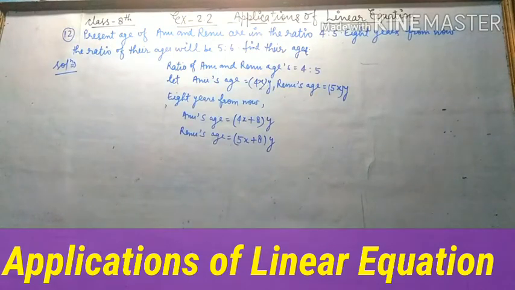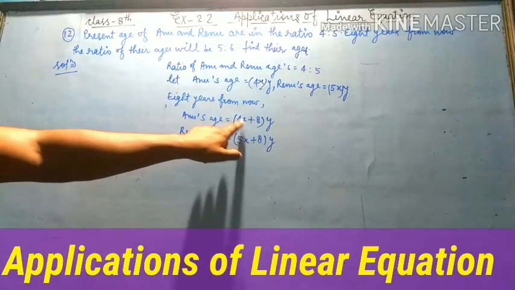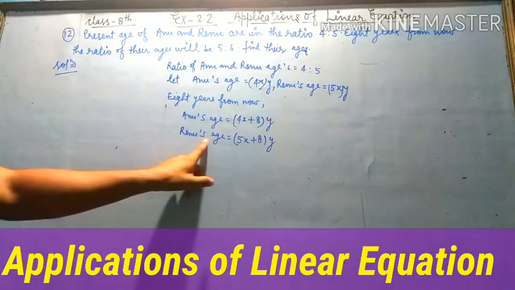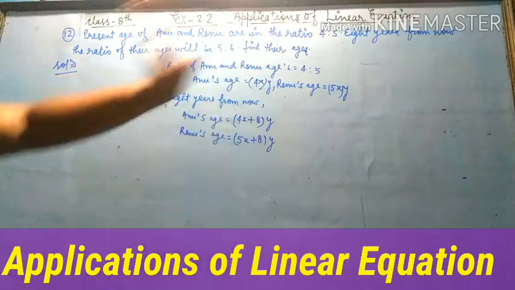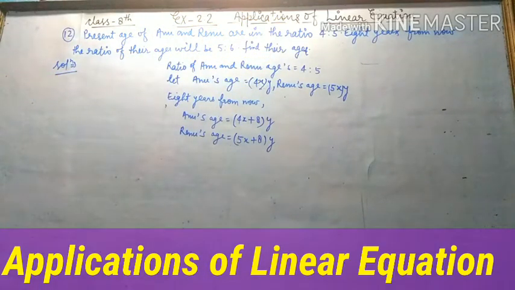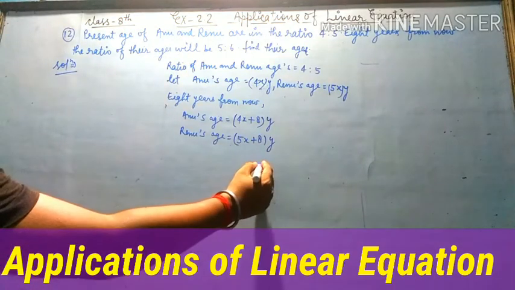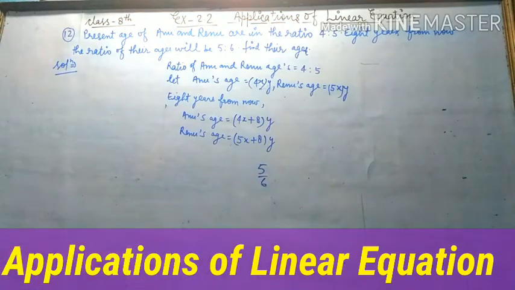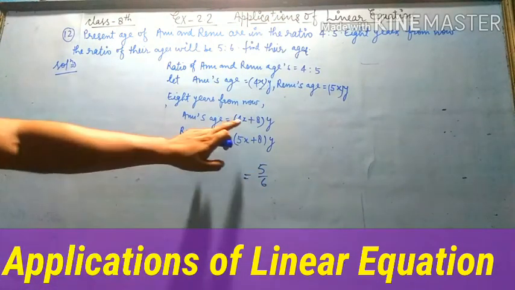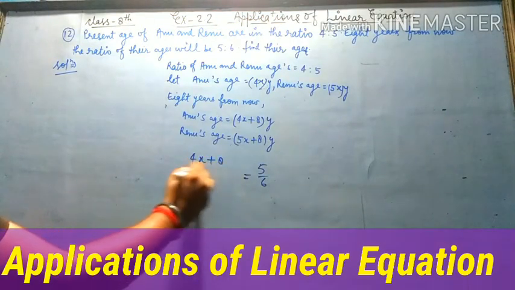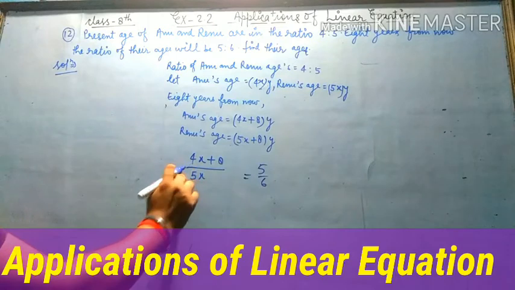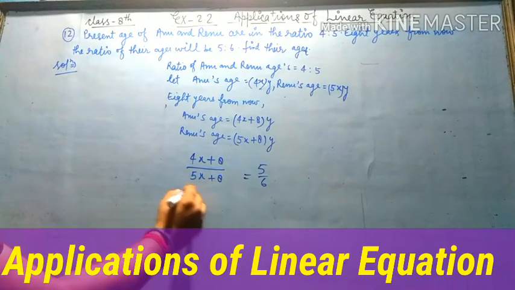Okay. 8 years from now means 8 years after. And after we will add the years. So Anu's age is 4x plus 8. And Renu's age is 5x plus 8. Then their ages' ratio will be 5:6. So 5:6 means we will write it like 5/6. So we will also write these ages according to that. Means 4x plus 8 upon 5x plus 8.